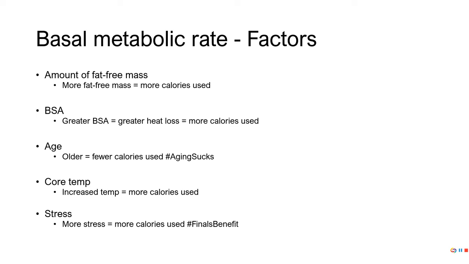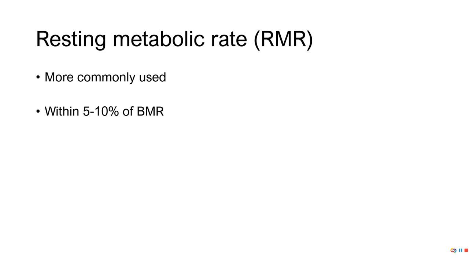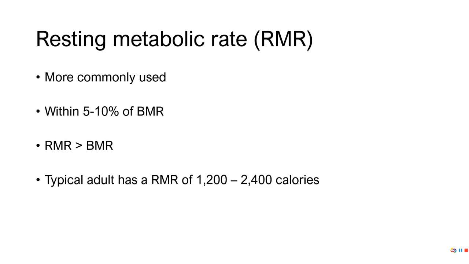All right, so basal metabolic rate is just kind of difficult to measure, kind of annoying. And so what we tend to use instead is something called resting metabolic rate. Okay, and this is generally within 5 to 10% of basal metabolic rate. It will always be greater than. Okay, remember, basal metabolic rate is the bare minimum. Resting metabolic rate is just what are you using at rest. Okay, so a typical adult has a resting metabolic rate of anywhere between 1,200 to 2,400 calories.